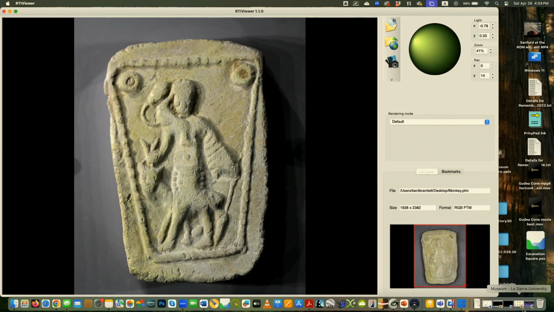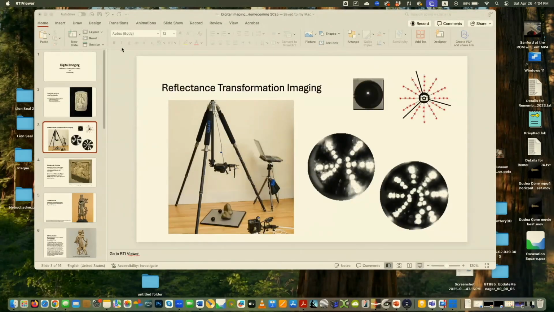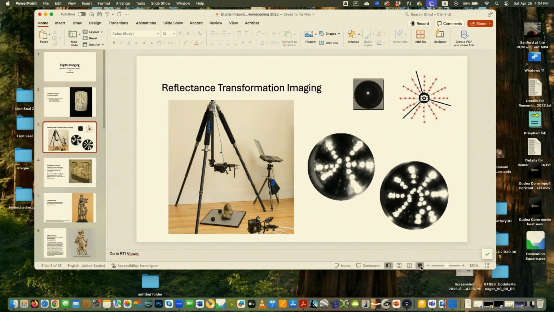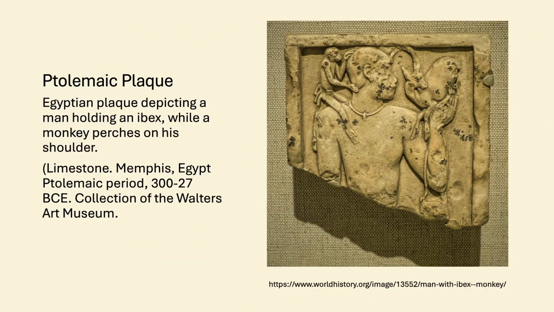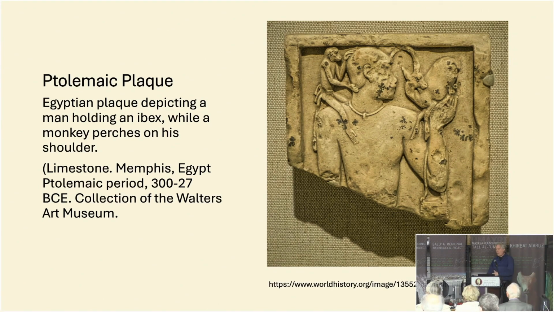Let's go back to our screen, and I'll minimize this. An image search turned up that indeed there is an idea represented in Near Eastern art of a man with a horned animal being grasped by one hand, and then a monkey on his shoulder. This happens to be from the Ptolemaic period in Egypt. It's right here in LA at the Walters Art Museum. Not identical because the horned animal is an ibex and he's actually holding it up in his hand.